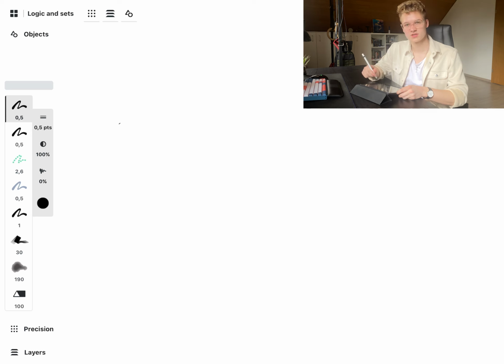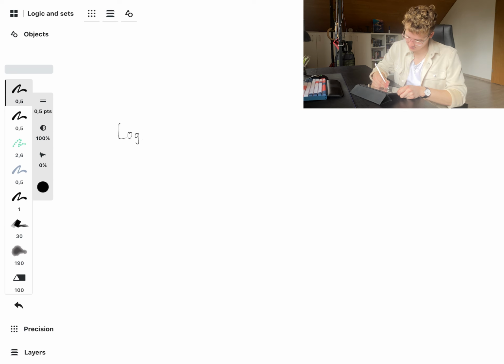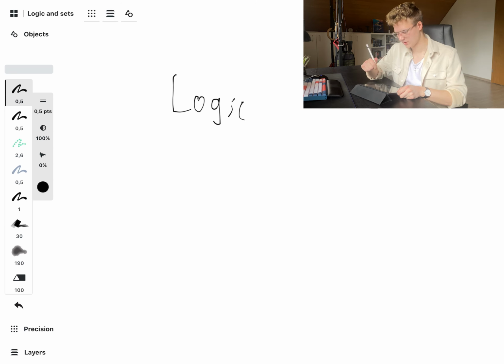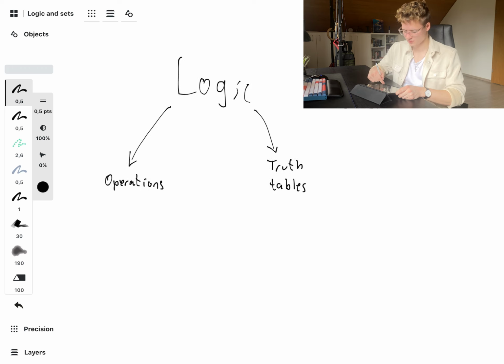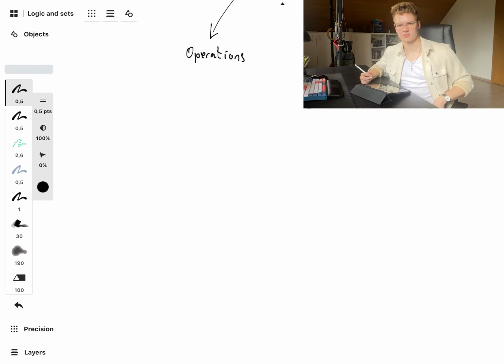As the title suggests, we're going to cover two major ideas here. The first is going to be logic. And in logic, you really have for high school only some operations and some truth tables. So you have operations, and then you also have truth tables for each operation. So what are the operations that we have?